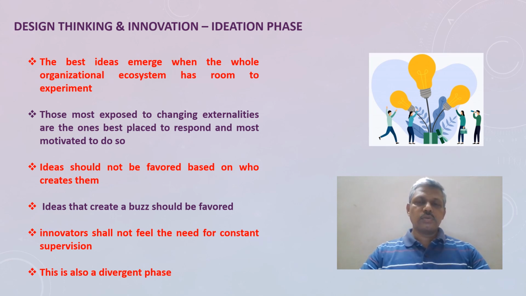And as we know, this is a divergent phase again. In the previous phase of empathy also, we have seen the divergent and convergent phases. Initially, we went for exploration, divergence, and in the empathy phase, we finally converged to a question. We formulated a question in the convergent phase. So here also, this is again a divergent phase. We'll keep on exploring ideas, and ideas. In the next stage, we can converge to a particular idea. So that's the next stage.